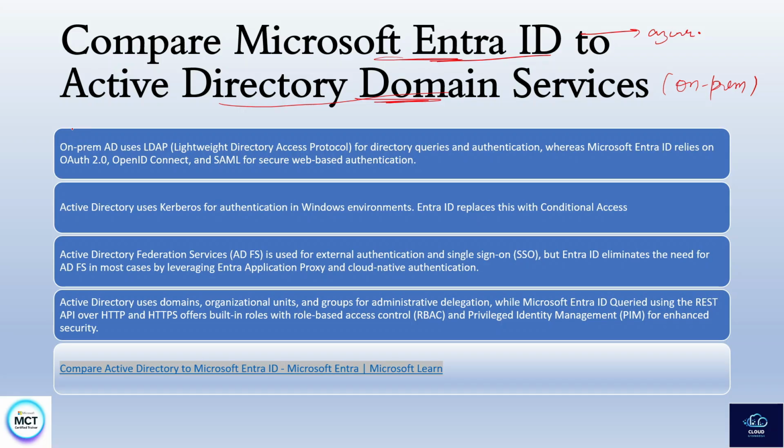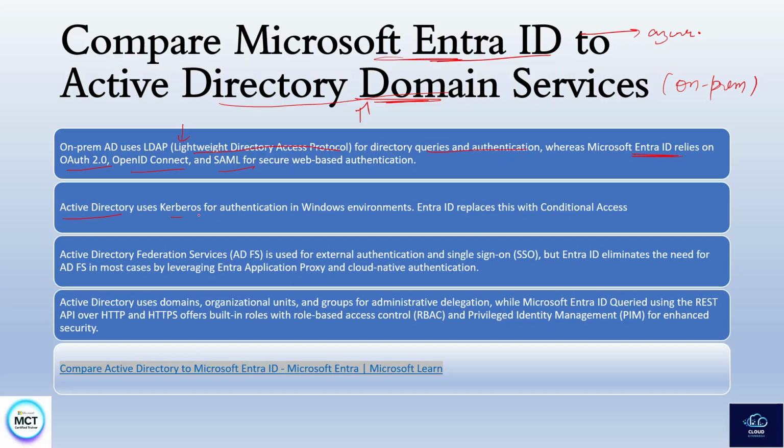Microsoft Entra uses the HTTP and HTTPS based connection through REST API, whereas the on-premises directory solution ADDS uses LDAP, that is Lightweight Directory Access Protocol, for queries and authentication, whereas Microsoft Entra ID relies on OAuth, OpenID, SAML, etc. These are different protocols which are used for authentication. You don't need to know end to end about these protocols, but you can search about these particular services and understand how the authentication happens in these different types of authentication methods.